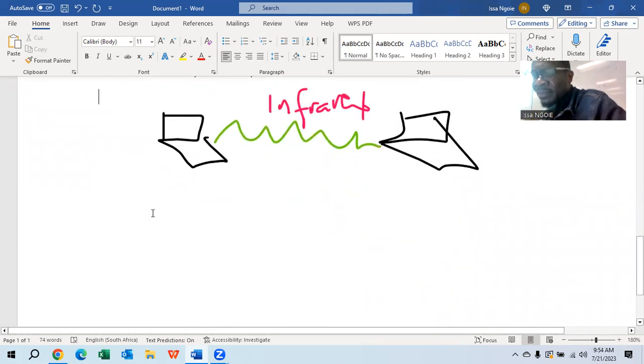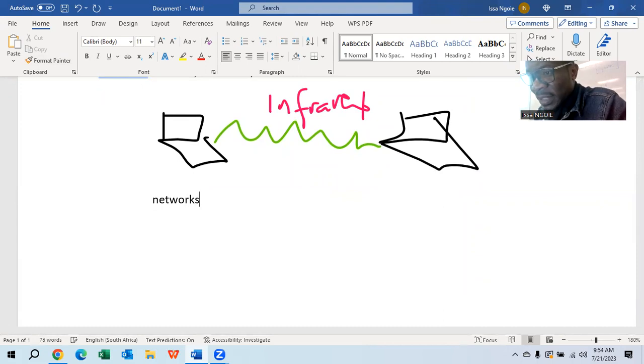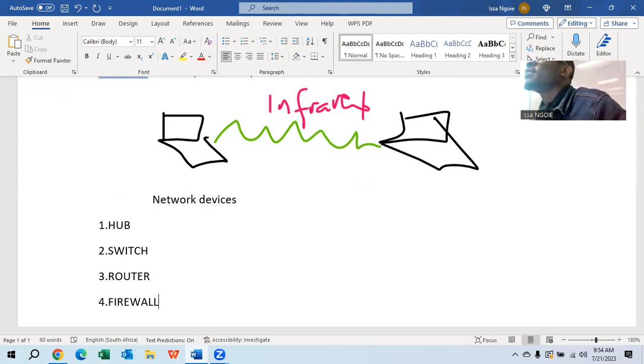Let's talk about some network devices. We can talk about a hub, a switch, a router, and a firewall. Those are the most important devices when it comes to building blocks, the devices that make up a network that you have to understand.